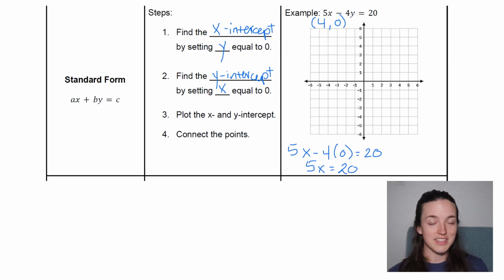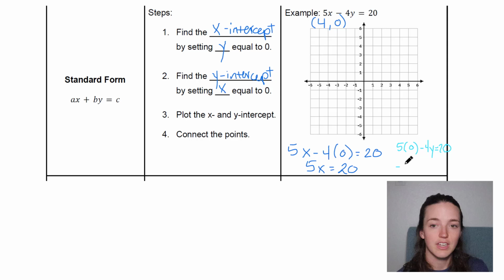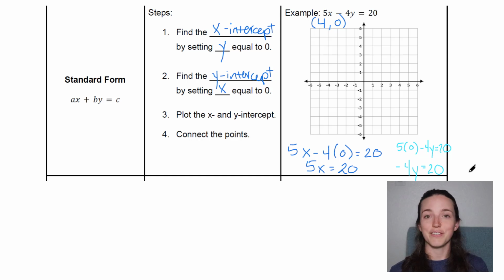Okay, now we're going to do the same thing, but the y-intercept. So this time I'm putting in a 0 for x. So it's going to be 5 times 0 minus 4y equals 20. And once again, this basically goes away. 5 times 0 is just 0. Be really careful of negatives here. Negative 4 times negative 5 would give me positive 20. So if I put in 0 for x, I get negative 5 for y.